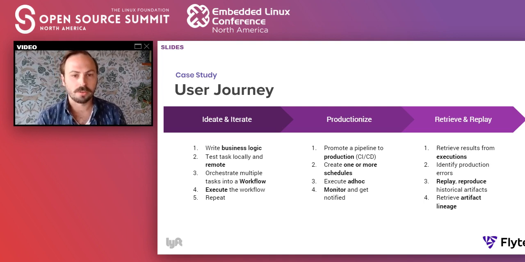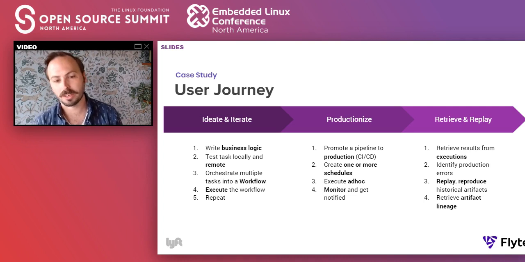So in this user journey, it's pretty typical. You start with an ideate and iterate phase where you write the business logic. You want to test locally at small scale, iterate very quickly, and then eventually put it into an offline environment where you can look through a large amount of real production data, detect anomalies, and test things out. You're probably going to go through this cycle a few times. You want to do it very quickly and efficiently.